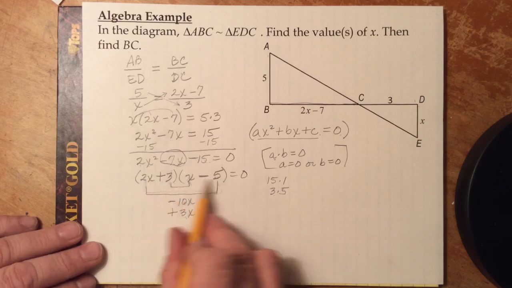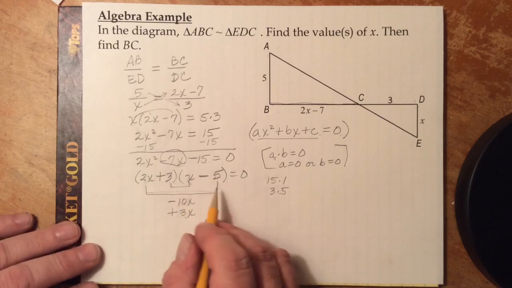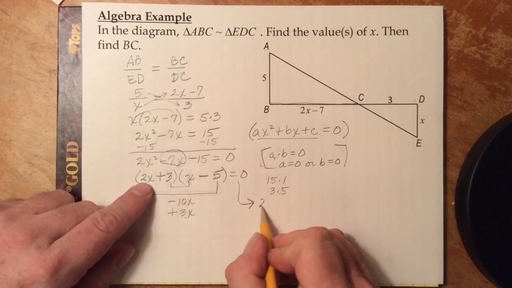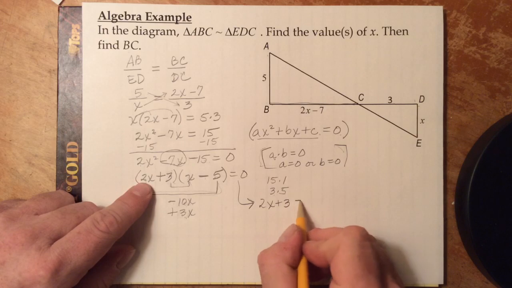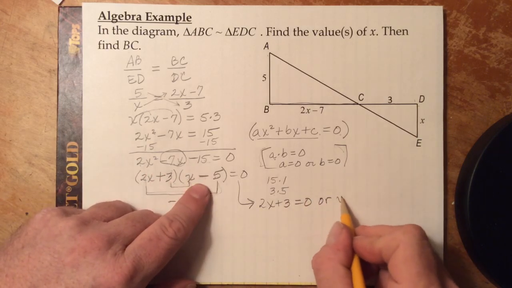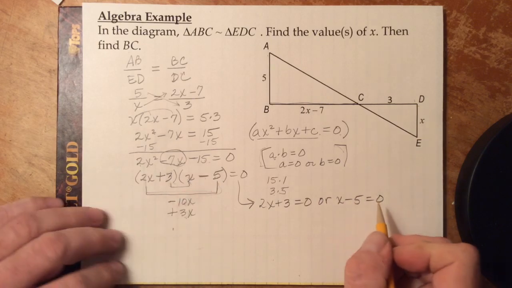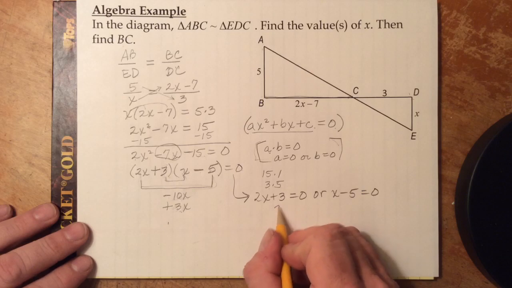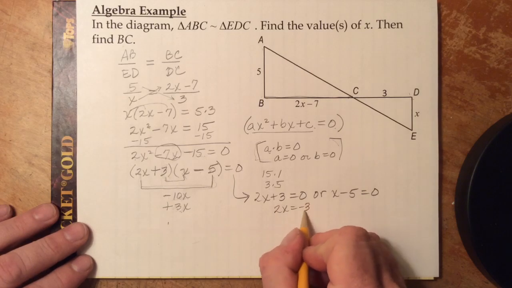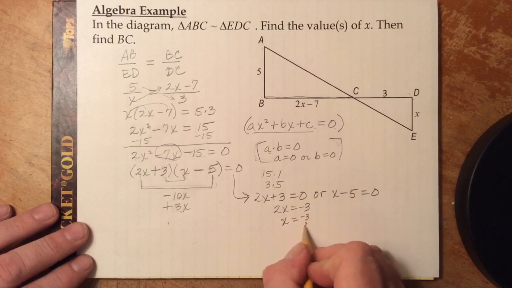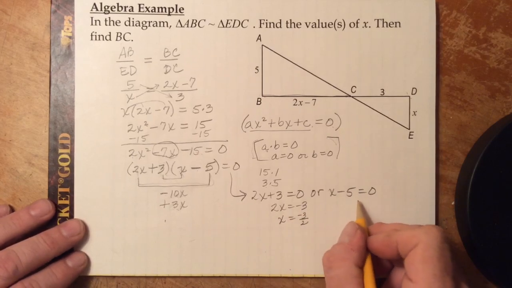Now that we've factored it into two factors, we use this property here. And we can now say that either 2x, one of the factors, plus 3 equals 0, or the other factor, x minus 5 equals 0. We solve for both equations. In the first equation, we subtract 3 from both sides and get 2x equal negative 3. And then dividing both sides by 2, we get x equal negative 3 halves. In this equation, we add 5 to both sides, and x is equal to 5.